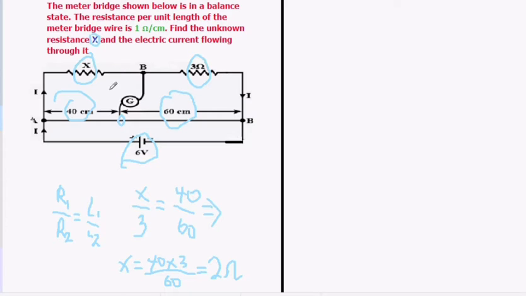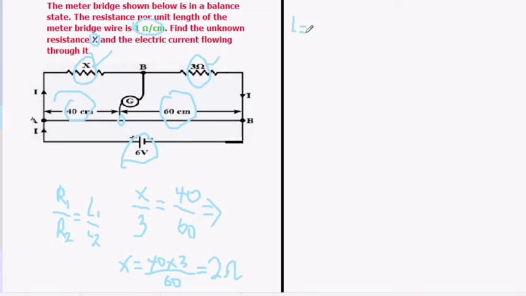Now in the other part of the question, we're going to look for the current flowing through the meter bridge. To do that, we know that X and the 3 ohm resistor are in series, and together they are combined in parallel with the resistance wire of the meter bridge. So what we are going to do, we know that the resistance per unit length of the wire is 1 ohm per cm. So from there we can get the resistance of the wire.